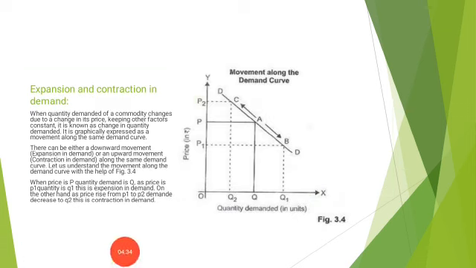Now we have expansion and contraction in demand. When quantity demanded of a commodity changes due to change in its price, keeping other factors constant, this change will cause expansion and contraction in demand, a movement along the same demand curve. From the graph, we can easily understand that when price is OP, quantity demanded is OQ. When price falls from OP to OP1, quantity demanded increases from OQ to OQ1. This is expansion in demand.